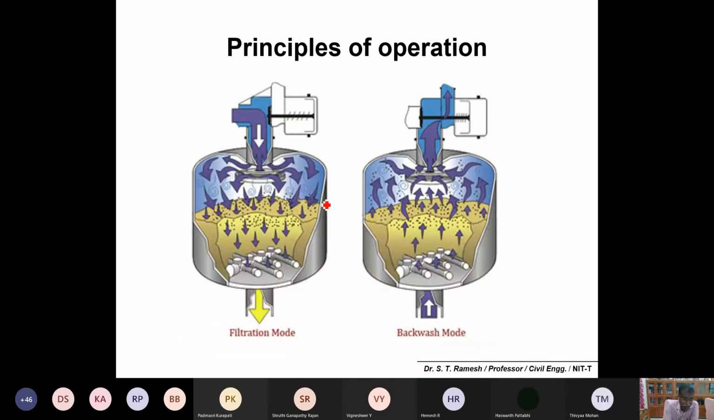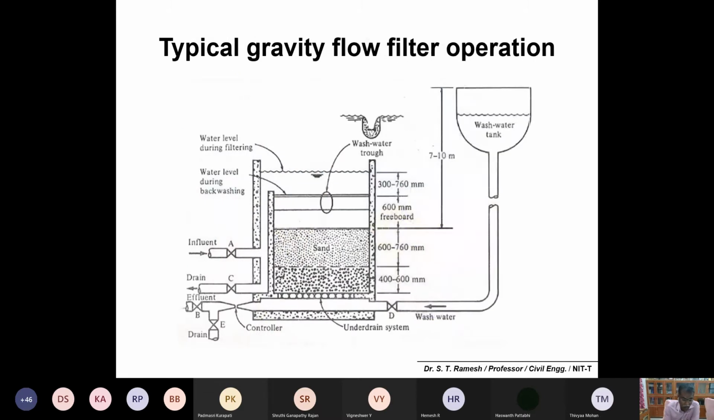Backwash operations I have already mentioned. It can be either down mode or up mode. Predominantly in water supply systems, they use downflow operation. Now, how will the typical operation of the filter look? Please make a note on that.